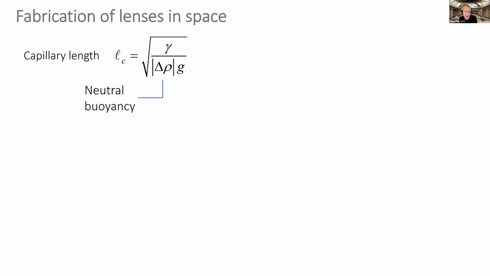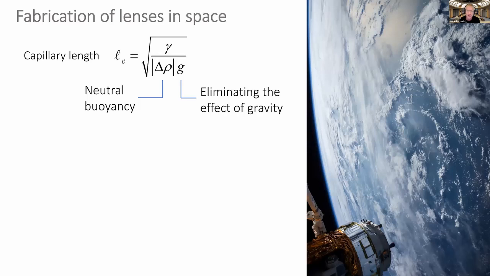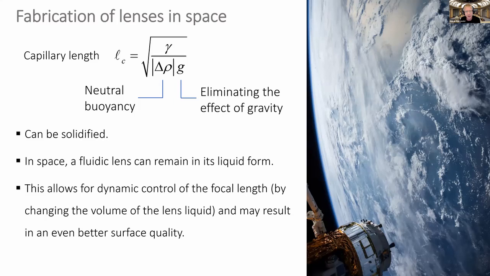I want to finish with just a couple of slides of where we want to take it from here. So the key here is really to get rid of gravity, right? And so we got rid of gravity with neutral buoyancy in the lab. One more way of getting rid of gravity is going to space. Of course, you don't really get rid of gravity there as well, but if you go into orbit, then the centrifugal force can balance the gravity of the Earth. We can theoretically do the same thing there, and we don't even have to solidify the lenses. They can remain in their liquid form.